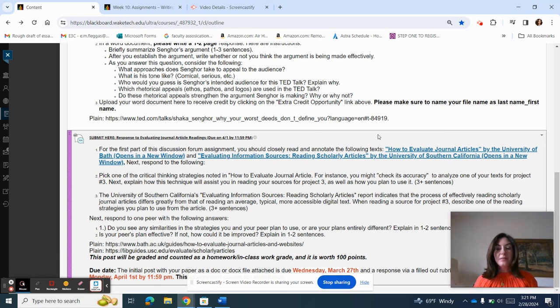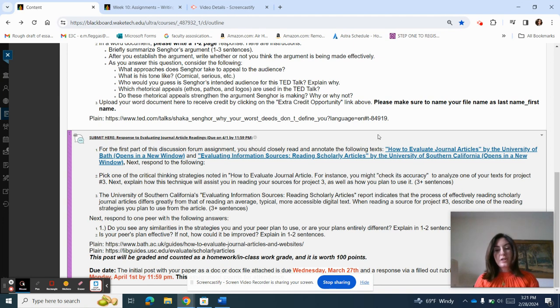After you have read both of those articles, what I've said is to pick one of the critical thinking strategies noted in How to Evaluate a Journal Article. So, for instance, you might pick, as it notes in the article, checking its accuracy to analyze one of your texts for project number 3. Next, you will explain how this technique will assist you in reading your sources for project number 3, as well as how you plan to use it.